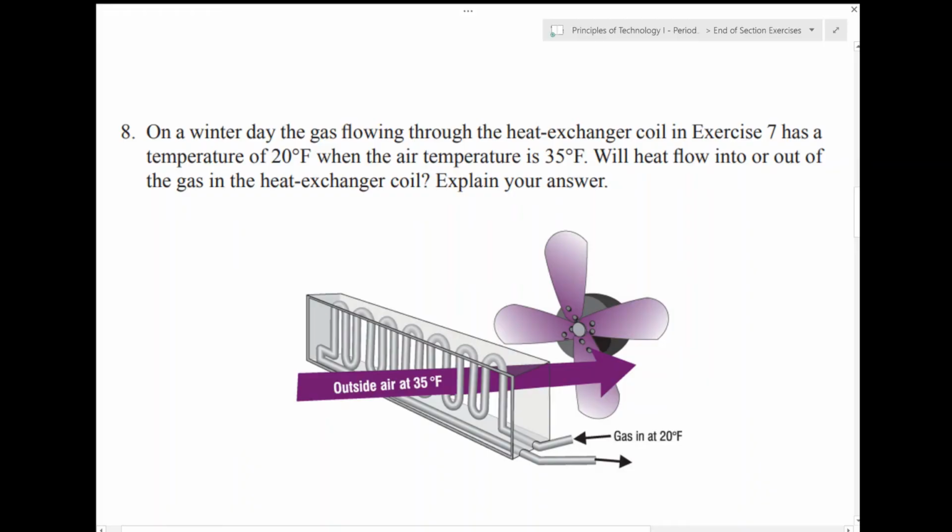Number 8. On a winter day, the gas flowing through the heat exchanger coil in exercise 7 has a temperature of 20 degrees Fahrenheit. When the air temperature is 35 degrees Fahrenheit, will the heat flow into or out of the gas in the heat exchanger coil? Explain your answer. Again, heat always travels from high temperature to low temperature, so heat is going to flow from the 35 degree Fahrenheit air into the 20 degree Fahrenheit gas in the heat exchanger.